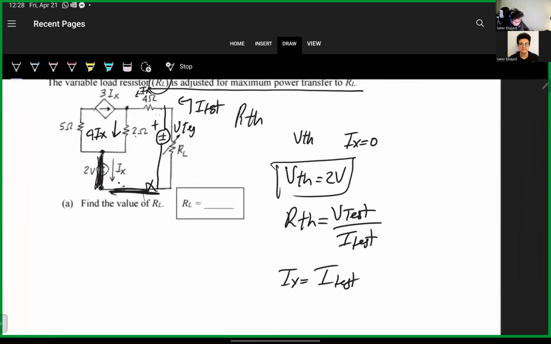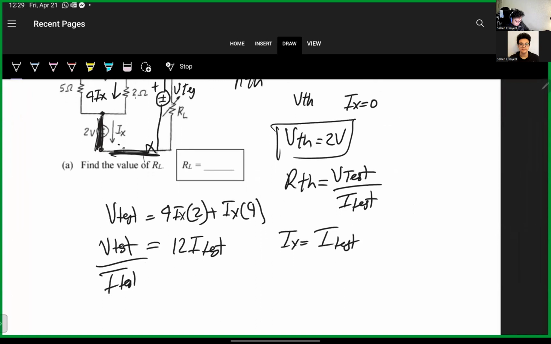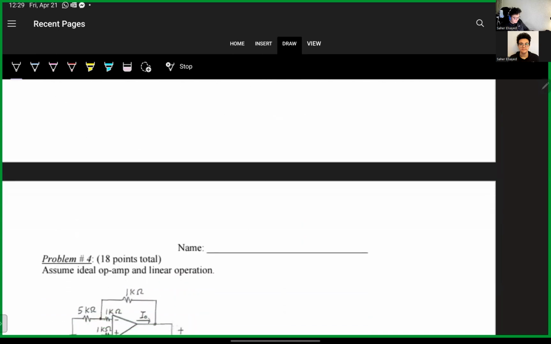Okay. So V test is equal to 4 I test times 2, 4 Ix times 2 plus Ix times 4. So 8, what is this? 8, 12 Ix, which is I test, is equal to V test. We want to divide them, V test divided by I test. So we divide on both sides by I test. We cancel them out. This is R Thevenin is equal to 12. Yeah, and then you just plug them here. That's it. Hopefully that makes sense.